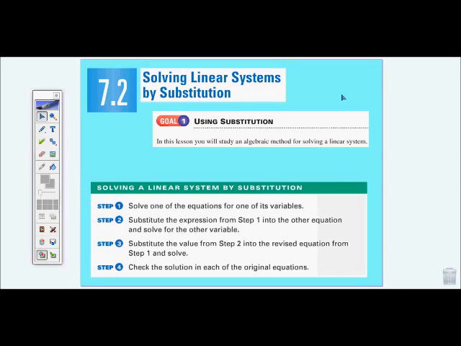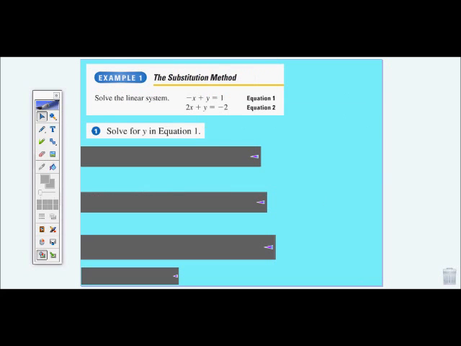We will continue looking at linear systems. However, we will use a different way of solving them called substitution. Below are the steps that we will be following. You can pause now or you can continue and see them in action.